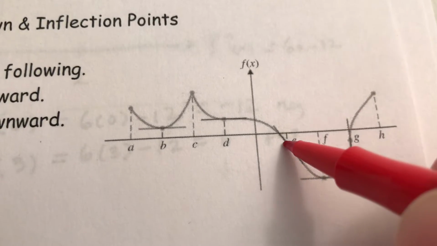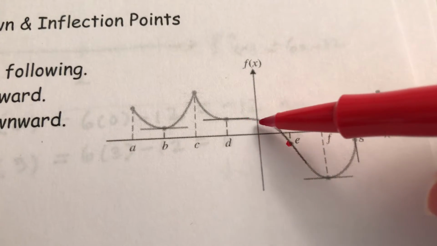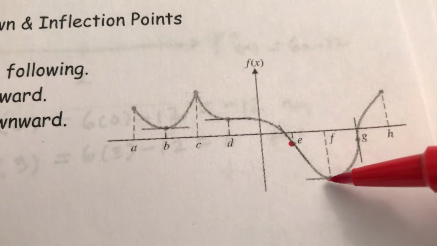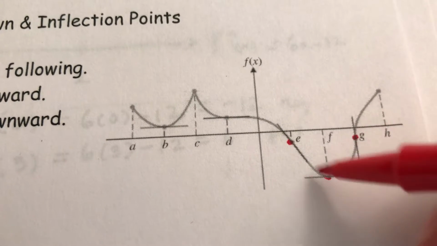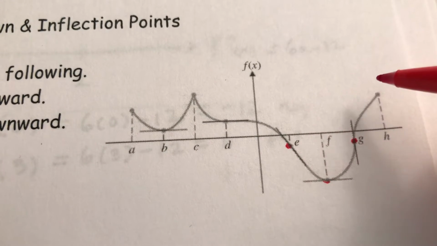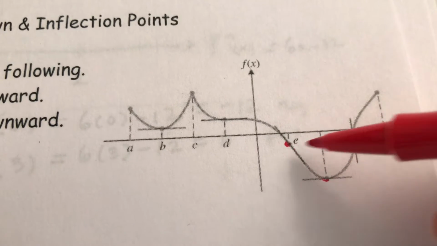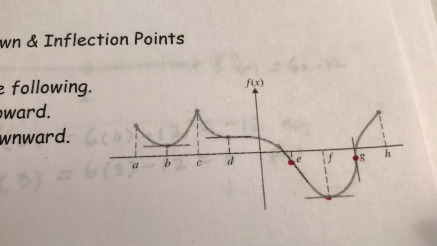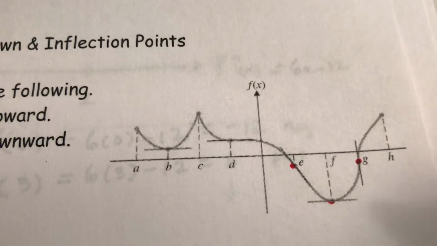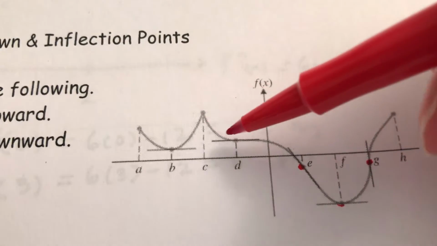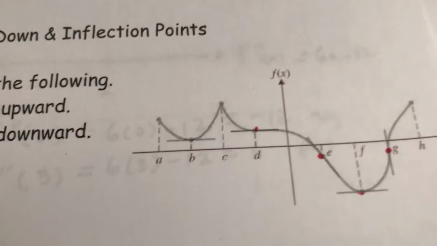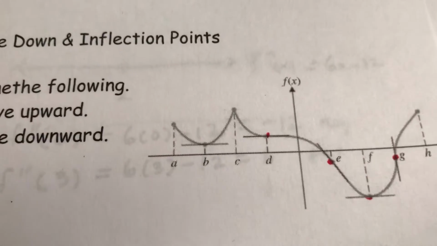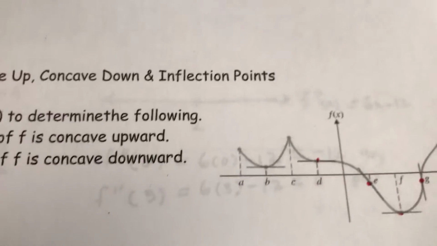So this point right here, you see that it goes from concave down to concave up, okay? And then at this point here, it goes from concave up to concave down. So these are two inflection points on this graph. There's another one here, concave up to concave down. All right, you get the idea of what an inflection point looks like.